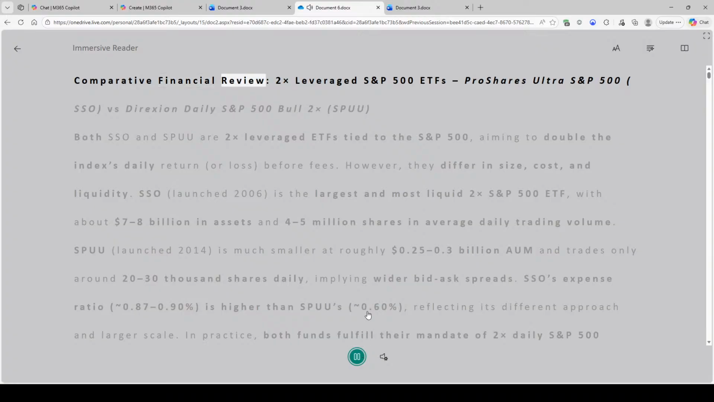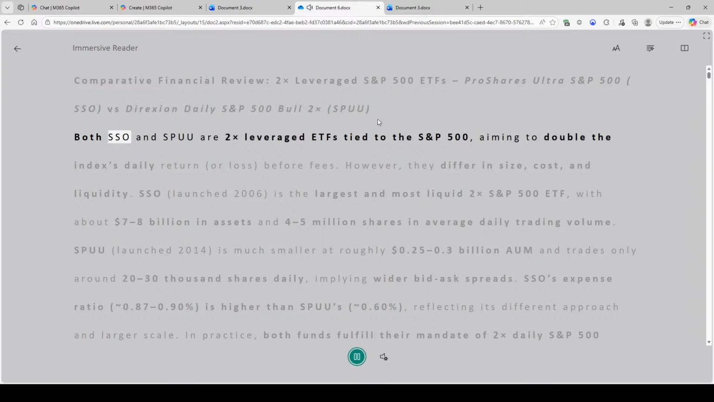Comparative Financial Review, 2 times leveraged S&P 500 ETFs, ProShares Ultra S&P 500, SSO, versus Direxion Daily S&P 500 Bull 2 times, SPUU. Both SSO and SPUU are 2 times leveraged ETFs tied to the S&P 500, aiming to double the index's daily return, or loss, before fees. However, they differ in size, cost, and liquidity.